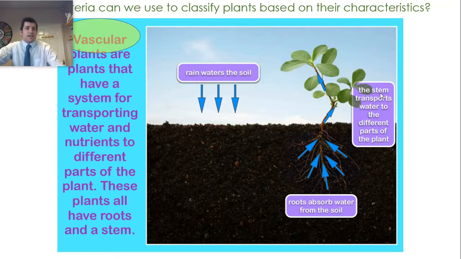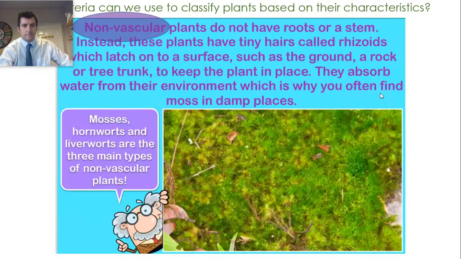And the transportation system for the water brings it up from the roots, which absorb the water from the soil. The stem then transports it up to the different parts of the plant which need the liquid, the water, and the nutrients to be able to live. So that's a vascular plant. Okay, they're locked into the soil. They're rooted in the soil, and that root absorbs the water, and then it's transported through the stem.